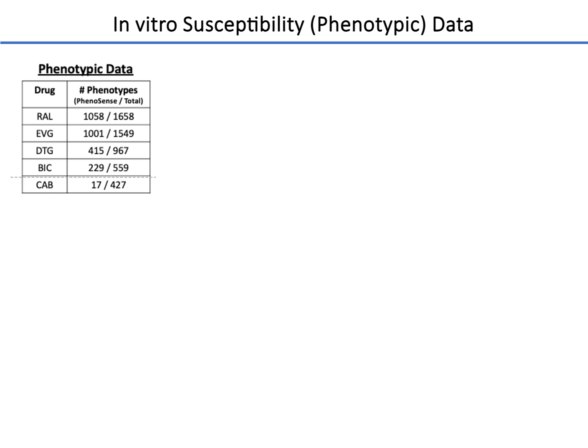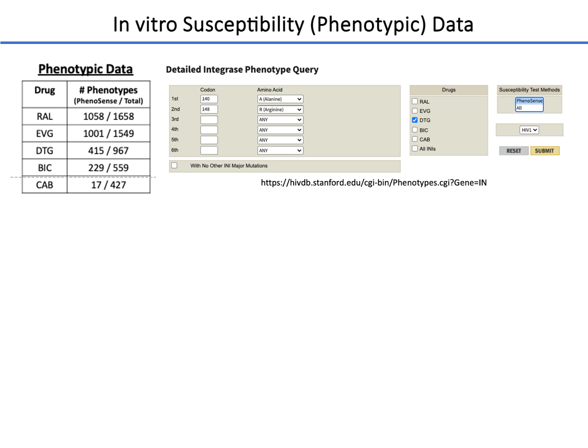This table shows the total number of phenotypic susceptibility results in the Stanford database for each of the INSTIs. And this figure shows the form for looking up INSTI phenotypic susceptibility data. The form shows that 2 mutations are selected, G140A and Q148R. Dolutegravir and the PhenoSense assay are also selected.